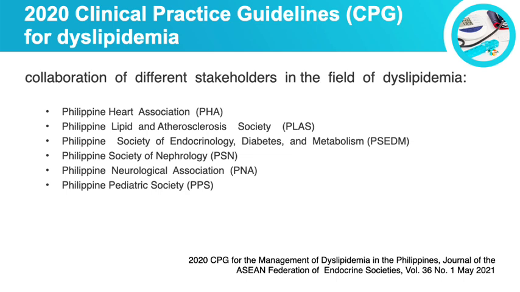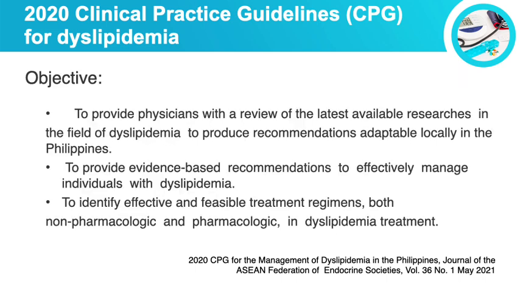So this clinical guideline was done in collaboration with the different societies in the Philippines: the Philippine Heart Association of Cardiologists, the Philippine Lipid and Atherosclerosis Society, or the PLAS, the Philippine Society of Endocrinology, Diabetes and Metabolism, the Philippine Society of Nephrology, the Philippine Neurological Association, and the Philippine Pediatric Society. The objective of this clinical practice guideline is to provide clinicians or physicians with a review of the latest available research in the field of dyslipidemia to produce recommendations adaptable locally in the Philippines.